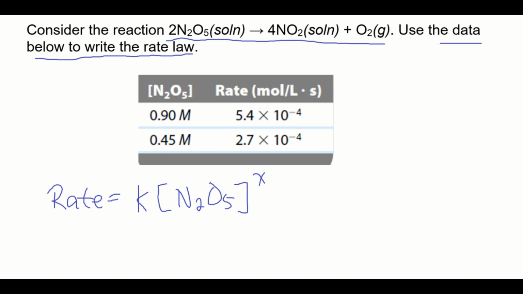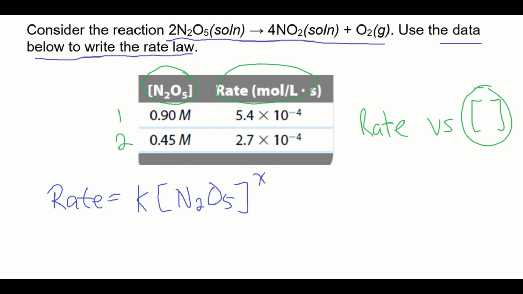So to determine the order, we need experimental data. So in trials 1 and 2, let's compare how changing the concentration changes the rate of the reaction, because the rate law gives us that relationship. Rate versus concentration. So the question we're asking is, when we change the concentration of a reactant in a reaction, how does that change the rate of that reaction? So let's compare what happens when we double the concentration of the reactant.